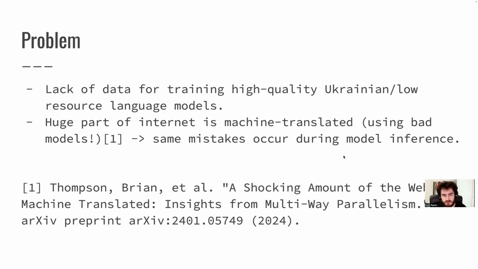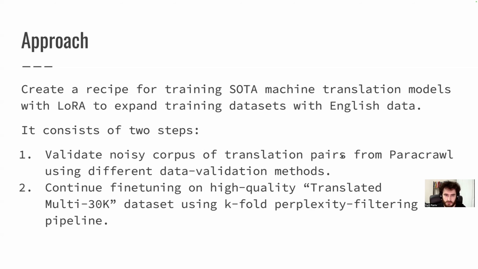The problem is that there is a lack of data for training high-quality Ukrainian or low-resource language models, and a huge part of the internet is machine translated using bad models, which leads to the same mistakes occurring during model inference. Our approach to tackle this problem is to create a recipe for training state-of-the-art machine translation models with LoRA to expand training datasets with English data.